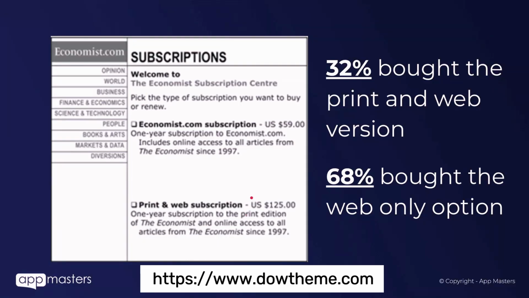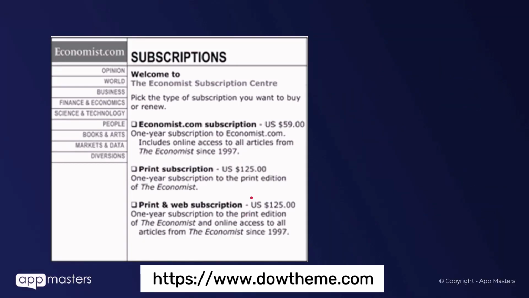So what did they do? They added a third option. Here's the print subscription. So if you just want print, it's only $125, but to get web and print, it's $125 as well. Again, this is what I mean by instant value. If I look at these three plans, I know instantly where the most value is. And I don't care about the $125 as much as, whoa, this is a great deal. I get the print and the online for the same price as the print, and I saved pretty much $60.